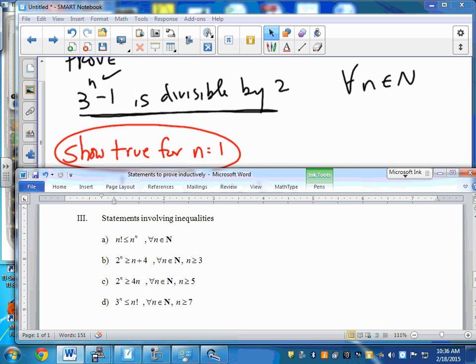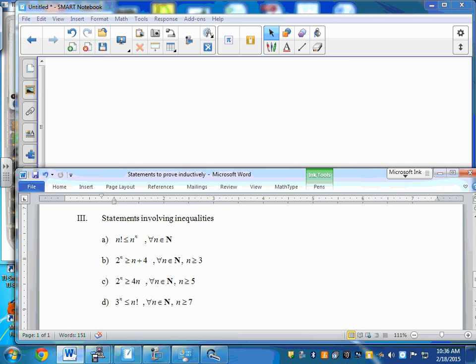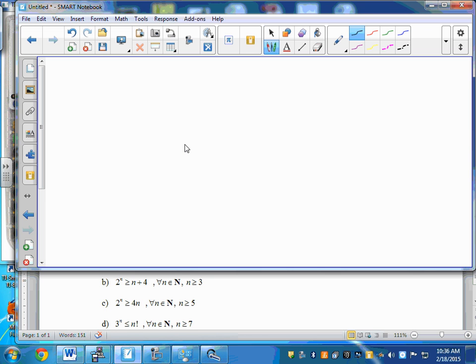Okay, inequalities. Statements involving inequality. Here's another type. Let's go down to the second one here. We want to show that 2 to the n is greater than or equal to n plus 4. Now this statement has restrictions. It says for all natural numbers, but then it says n has got to be greater than or equal to 3.